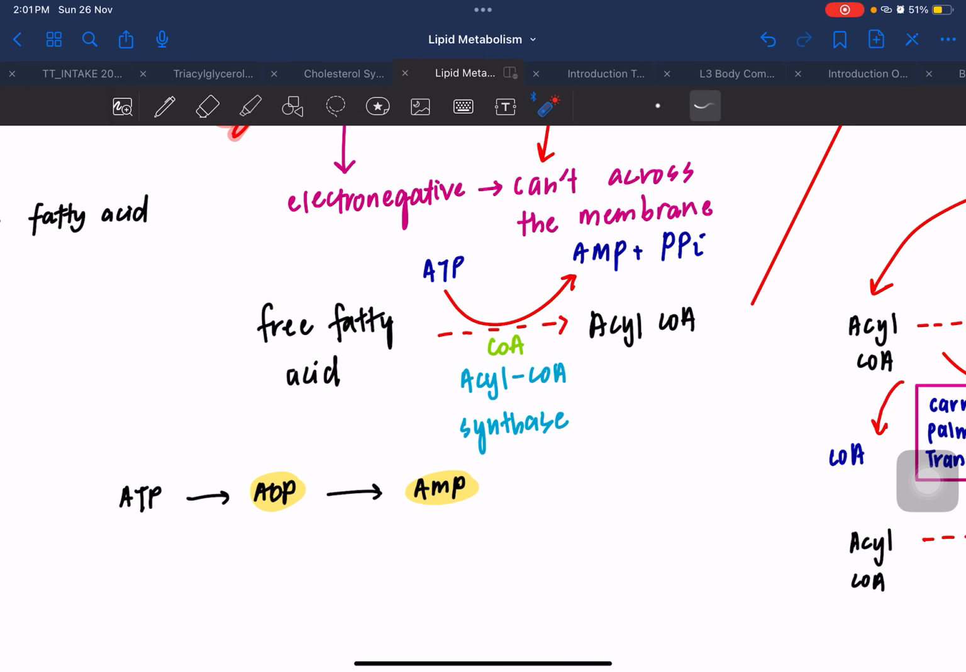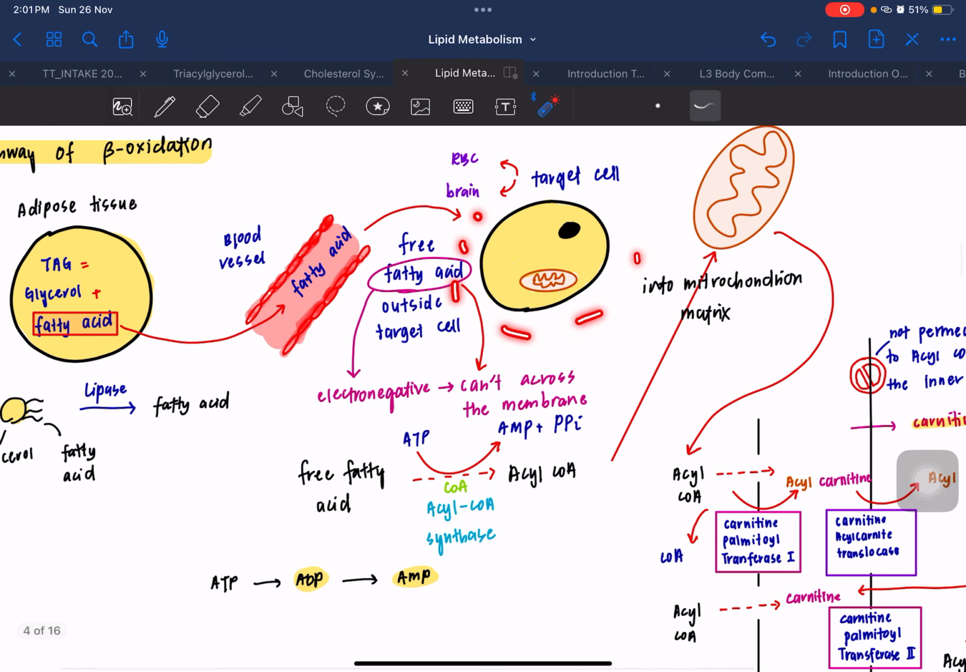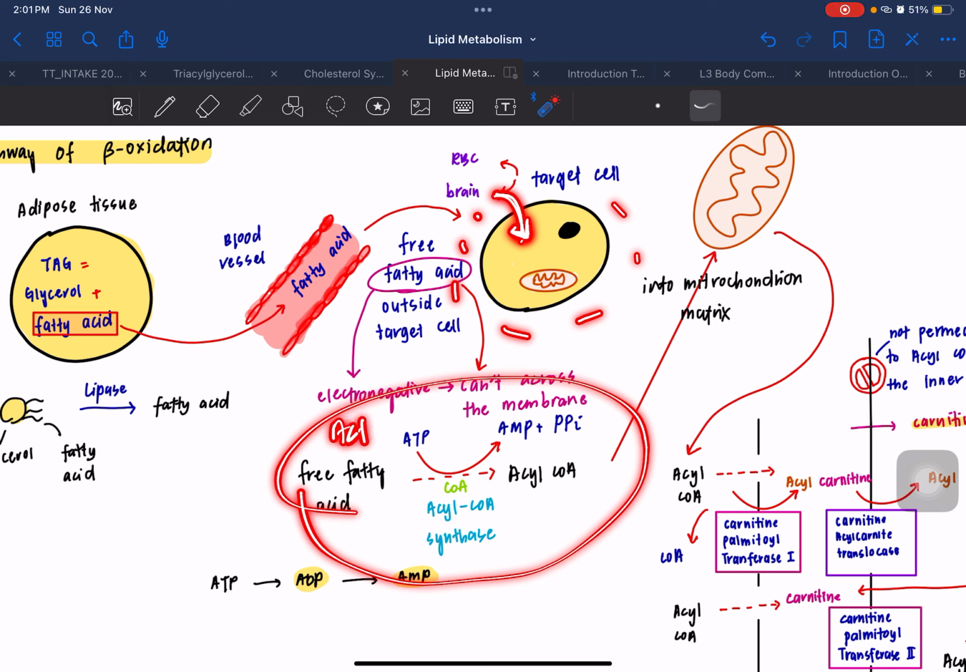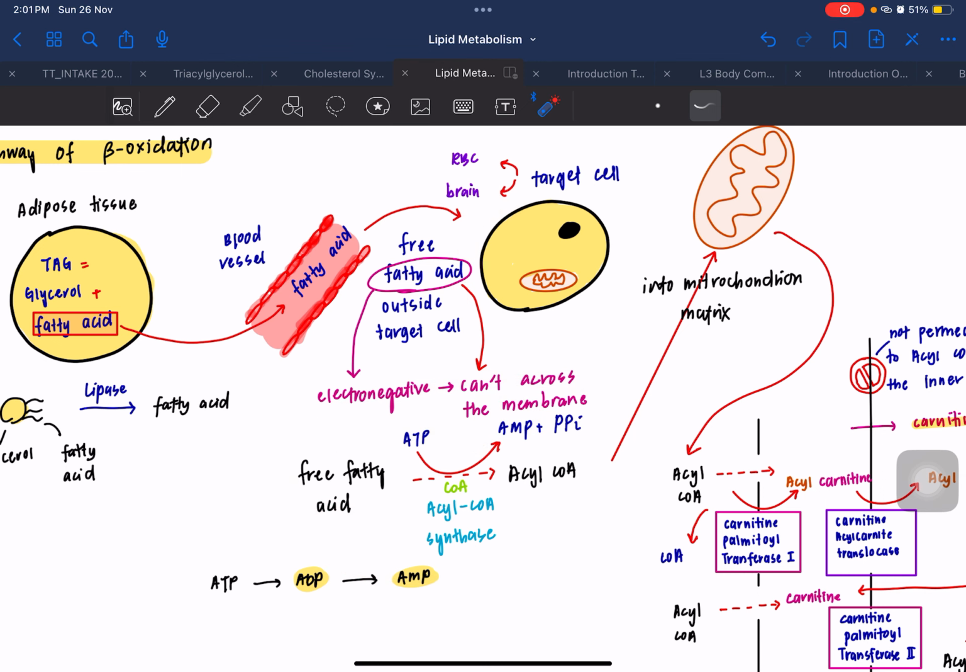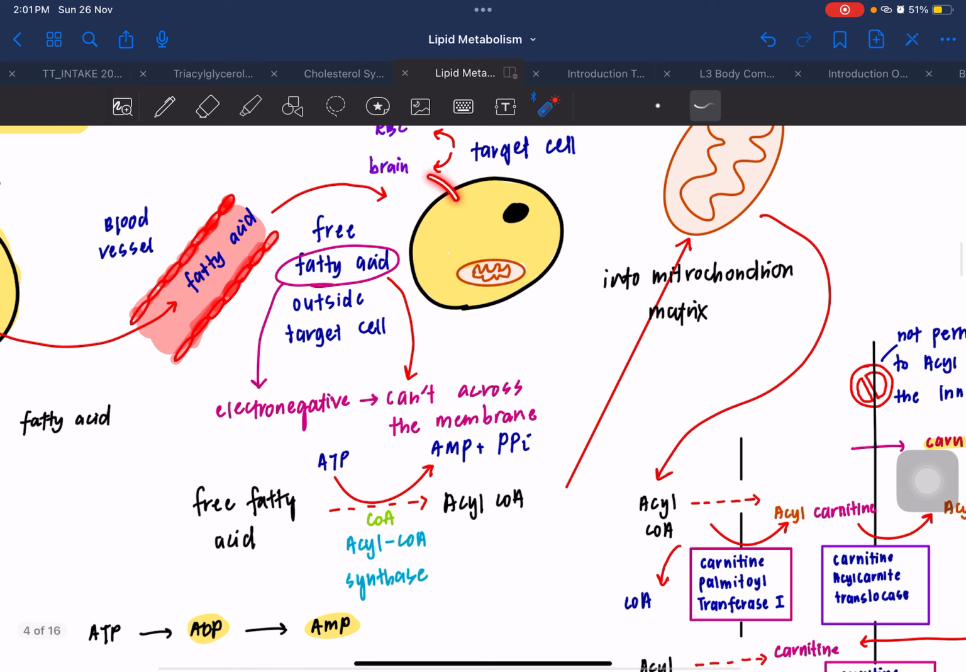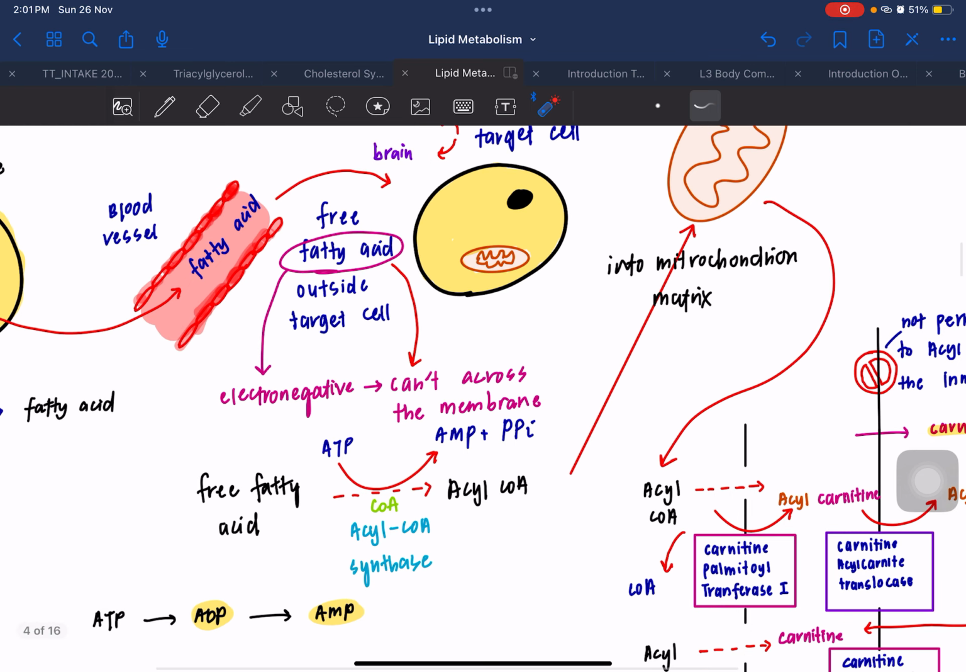Remember, free fatty acid yang dekat luar ni, dia nak masuk ke dalam tak boleh sebab dia electronegative. So dia kena buat benda ni. This is activation of fatty acid, untuk dia masuk ke dalam inner membrane, untuk dia masuk ke dalam intracellular space. So free fatty acid dia akan jadi acyl CoA. So acyl CoA dah ada dekat dalam ni. Dah ada dekat dalam sel, bukan dalam mitokondria lagi tau.